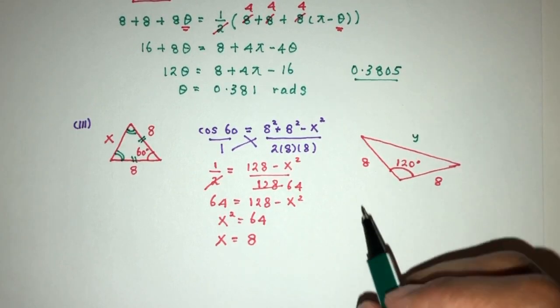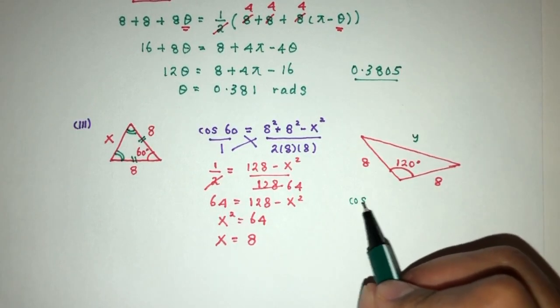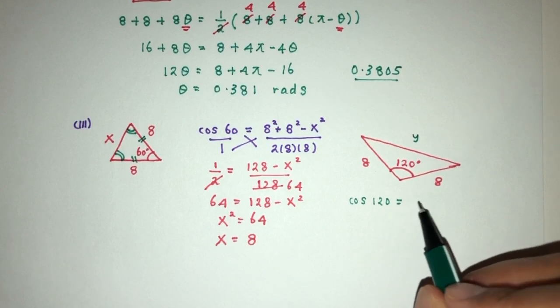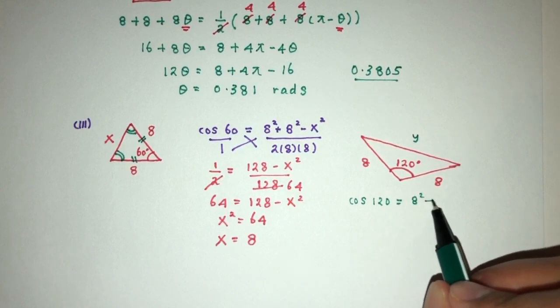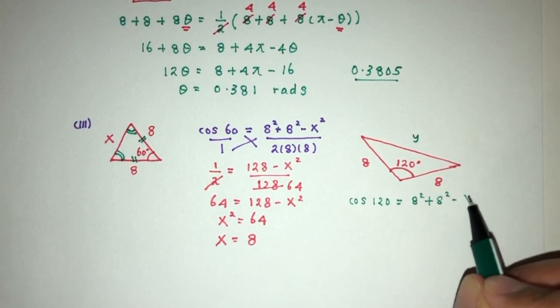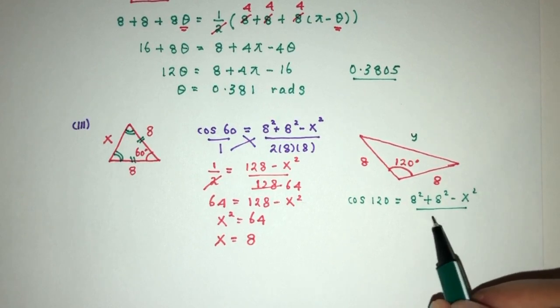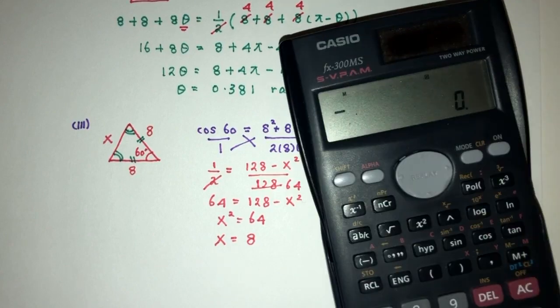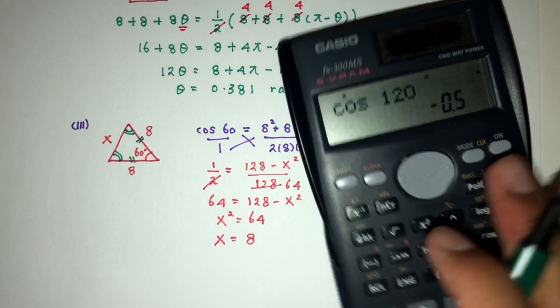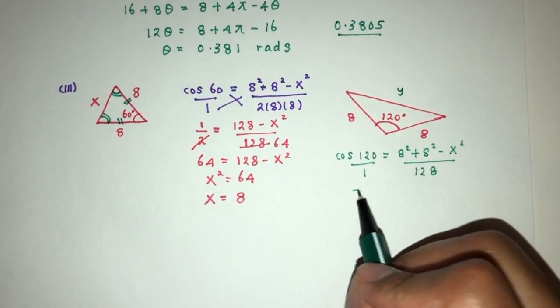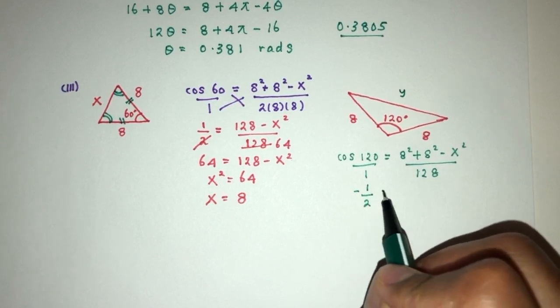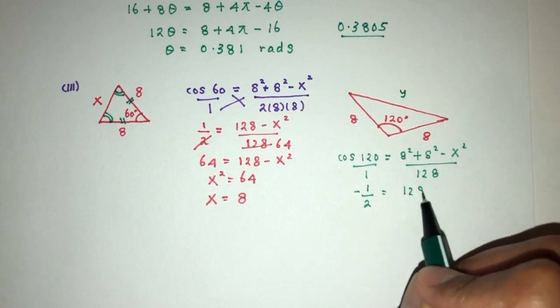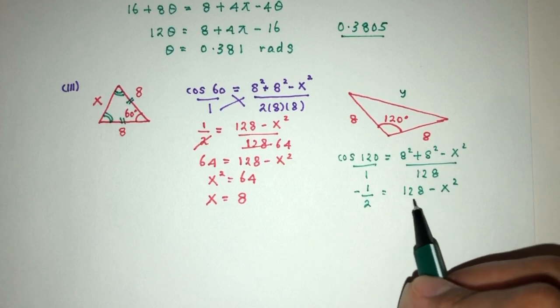Now here, again, we have to use cosine. We have cosine of 120. That will be 8 squared plus 8 squared minus this over the value of 128. So simplify. Cos of 120 will be minus half. So minus 1 over 2, that should be 128 minus x squared.